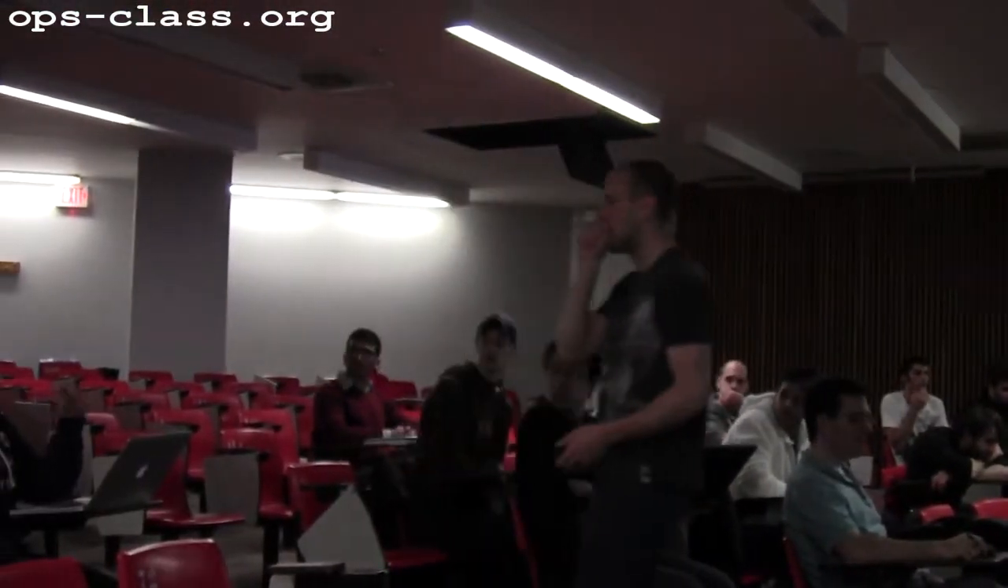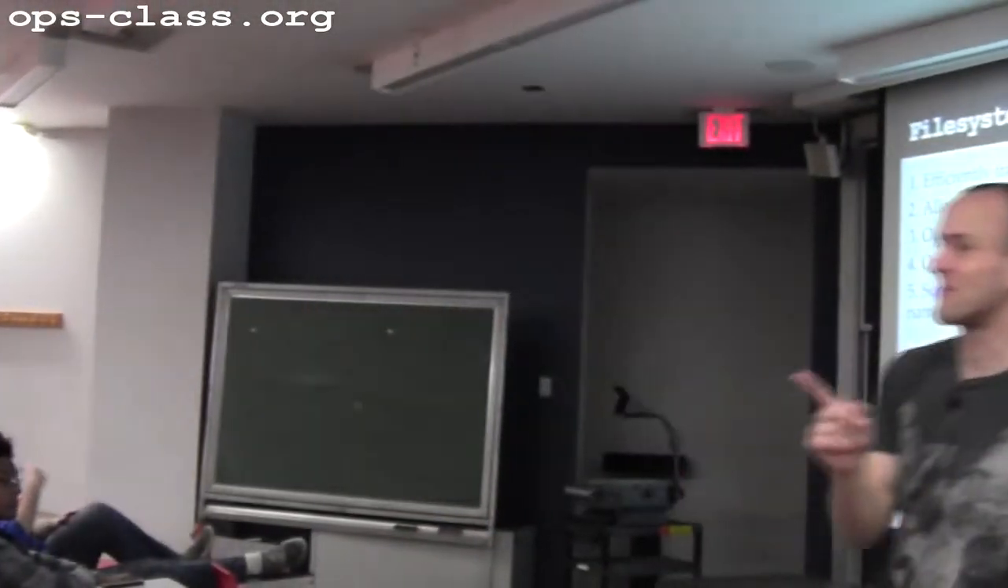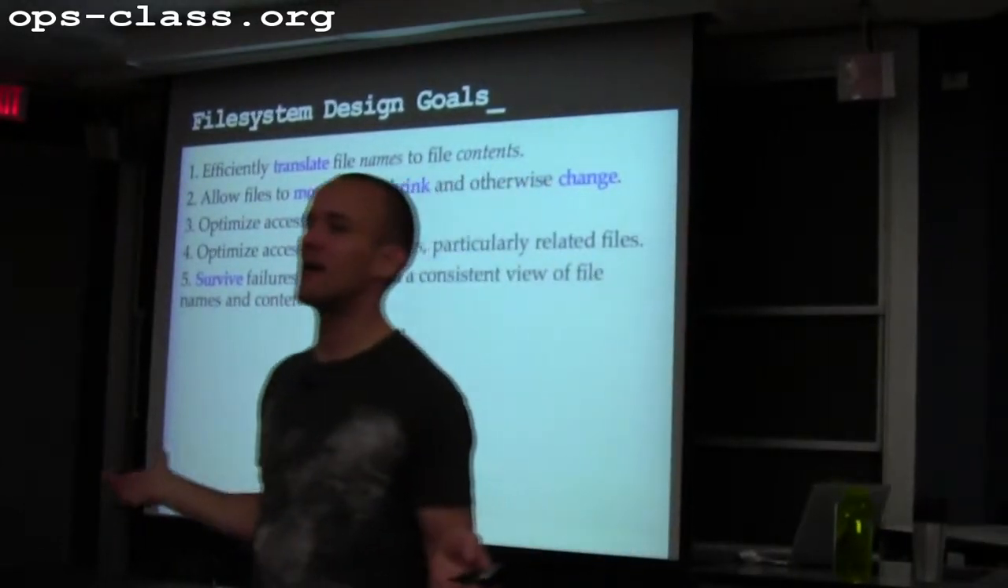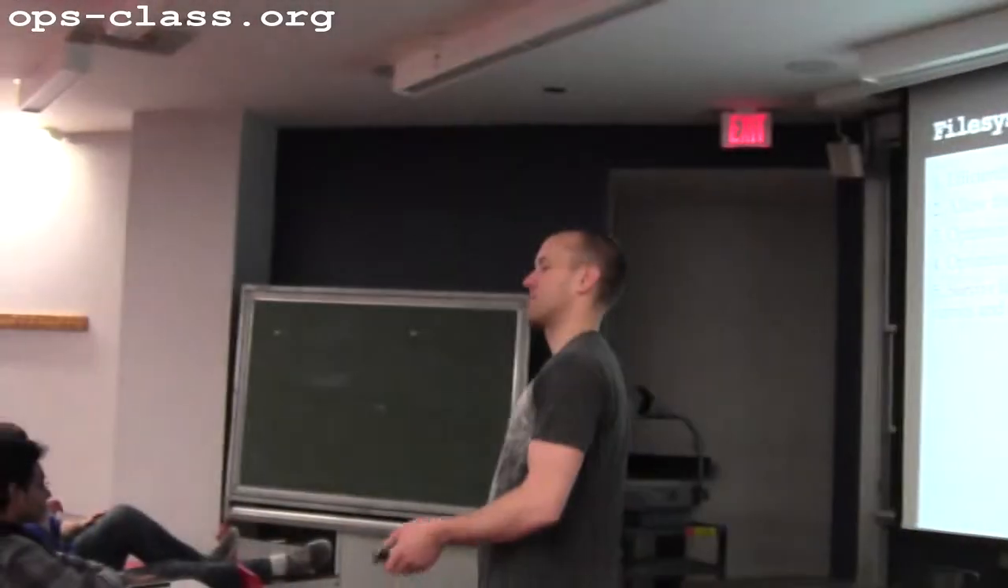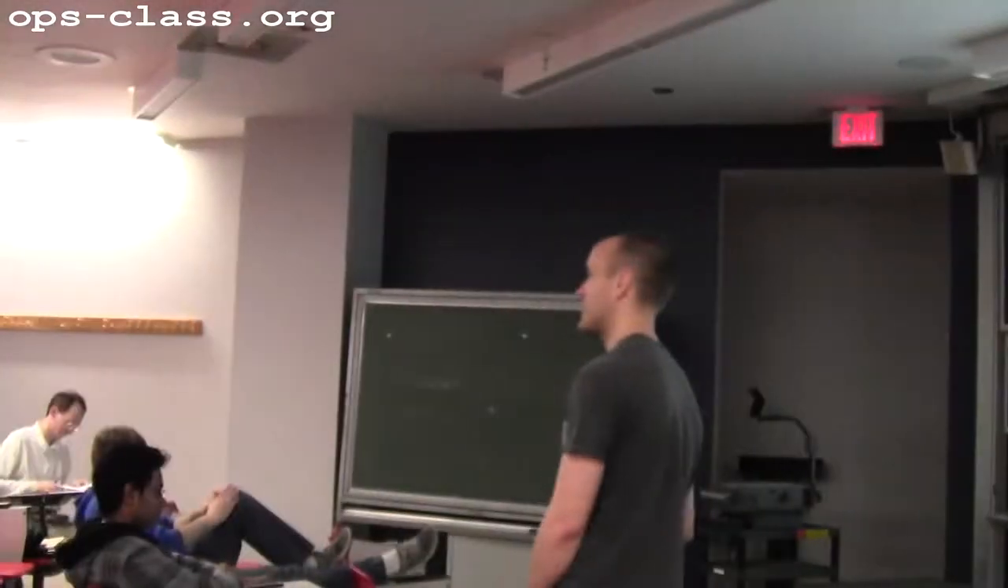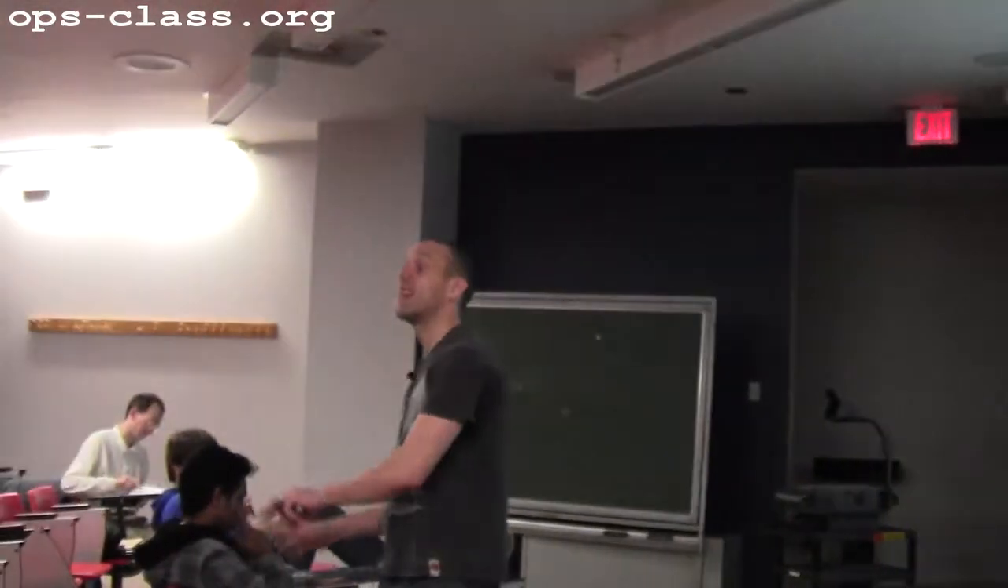How is that different from surviving failure? Isn't that a part? So there are two kinds of failures, right? There are failures caused by acts of God: the power went out, I tripped over the power cord, I dropped the machine on the floor. Then there are failures that are caused by users just making mistakes.